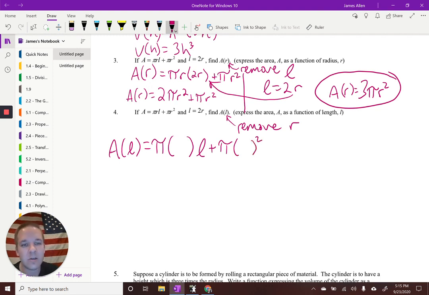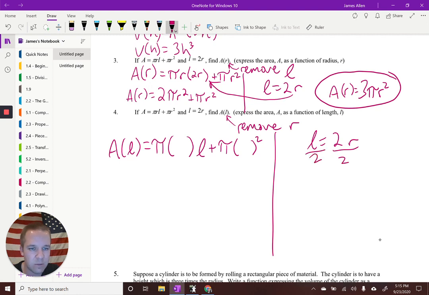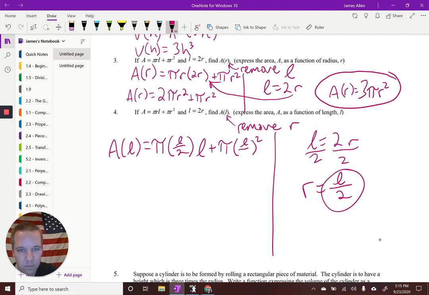Okay. So let's see here. Over on the side here, I'm going to take this L equals 2r that we've been dealing with. But now I want to solve for r so that I can replace the r, right? So I'll divide by 2. And I'll get r is equal to L over 2. And I can take this right here and I can substitute it in to those two parts of that new function.